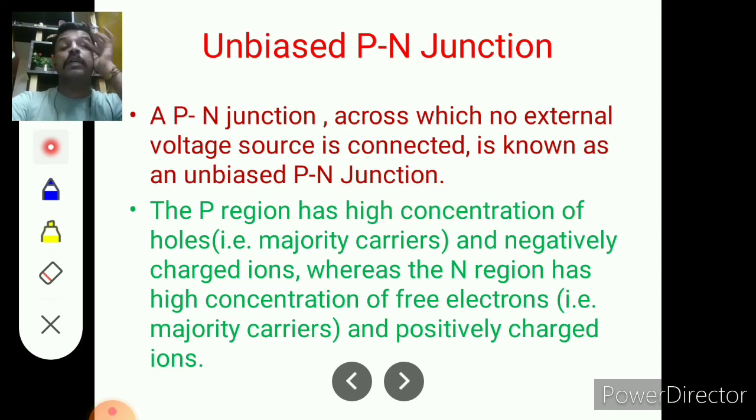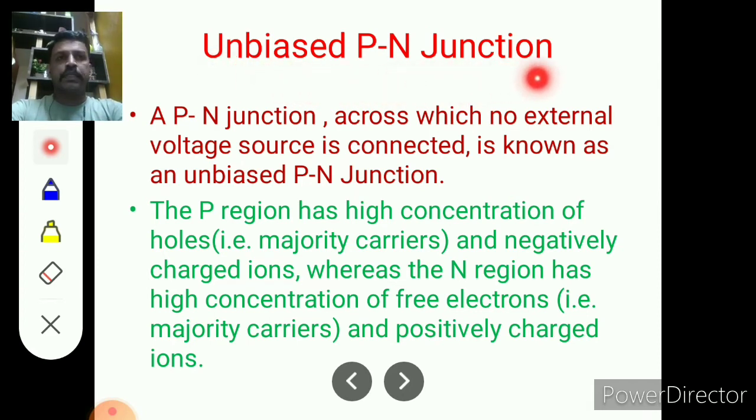Means for any p-n junction diode, if no external supply or external voltage is given, then such a semiconductor is known as an unbiased p-n junction. The p region has a high concentration of holes, that is majority carriers, and negatively charged ions, whereas the n region has a high concentration of free electrons, that is majority carriers, and positively charged ions. Means in the p region, holes are the majority carriers and negative ions are present. In the n region, electrons are the majority carriers and positively charged ions are present.